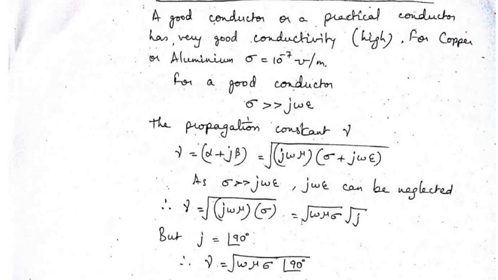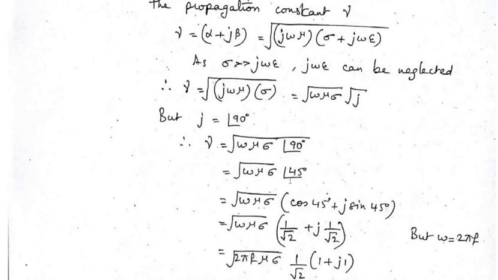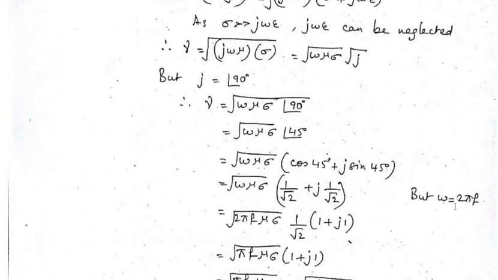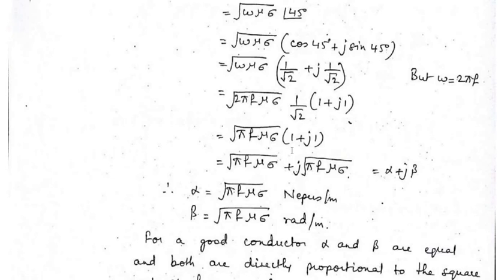And simplify this, we get under root of j omega mu sigma. But under root of j means, j is equal to angle of 90 degrees. So in place of this j, put the angle of 90 degrees, remove the under root, we get angle of 45 degrees. So this can be written as cos 45 plus j sin 45. So write both of these two values, we get 1 by root 2 plus j 1 by root 2. So in place of omega, substitute 2 pi f. And we can cancel this root 2 in the numerator and denominator. So these are the terms left.